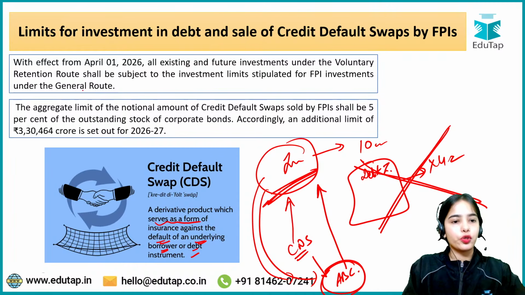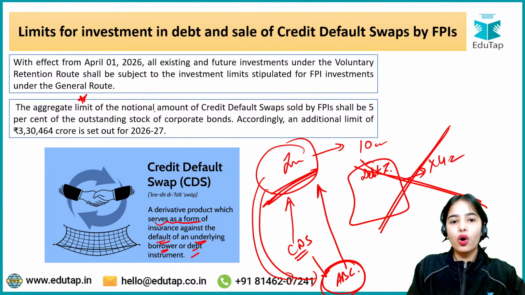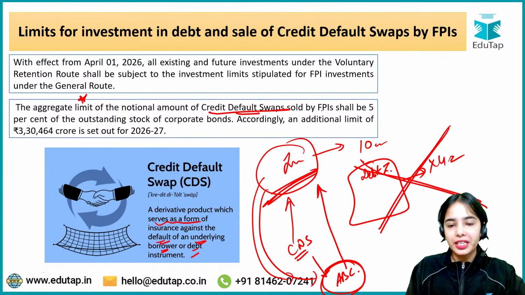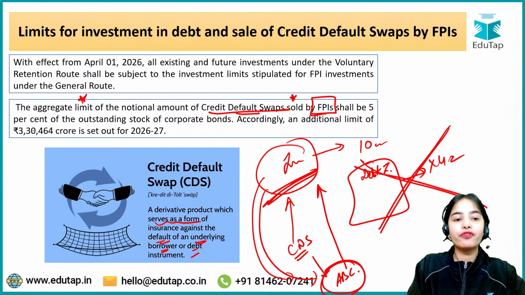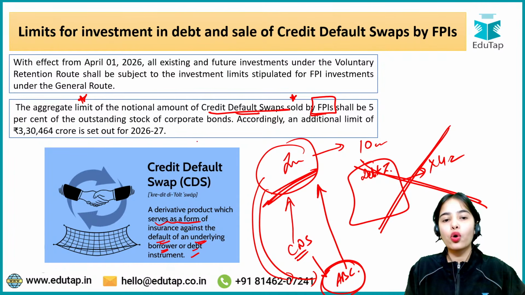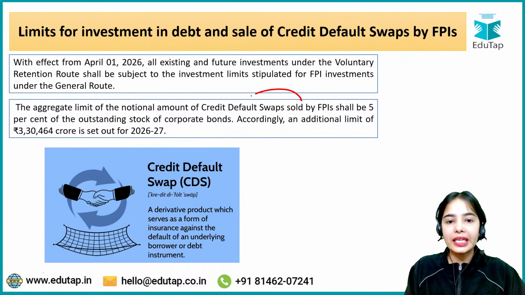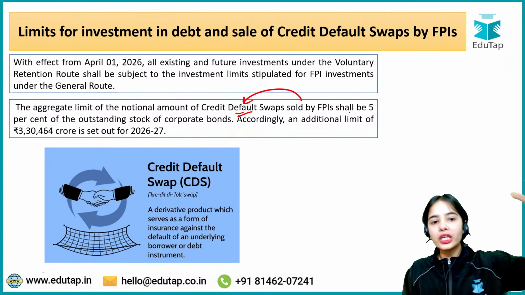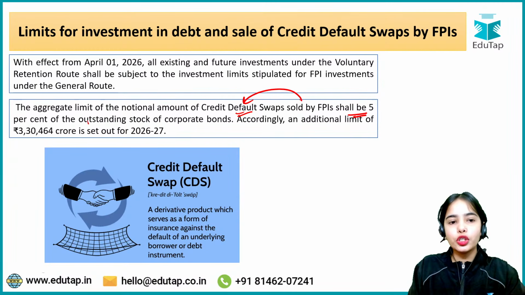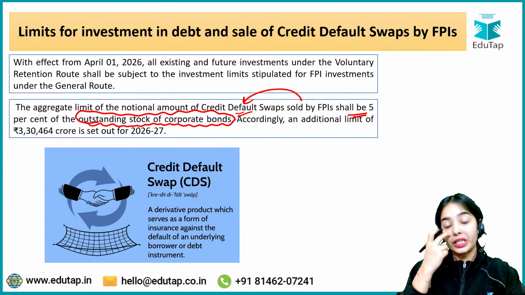Got it? Any confusion? So the aggregate limit of the credit default swaps that can be sold by the foreign portfolio investors shall be 5% of the total stock of corporate bonds. Okay, so it should not be more than that. This is the limit that has been determined: if the foreign portfolio investors are providing credit default swaps, the total limit is 5% of the total value of corporate bonds that are present in the market, not more than that.